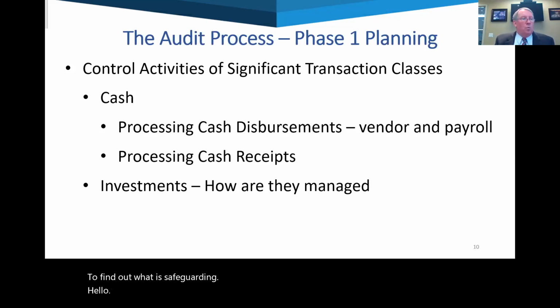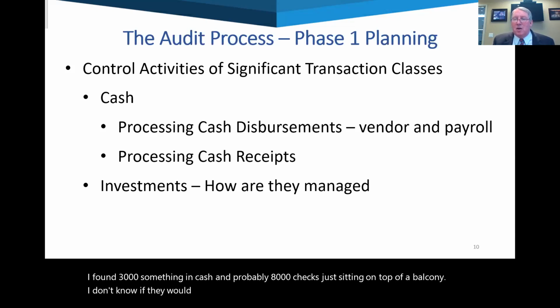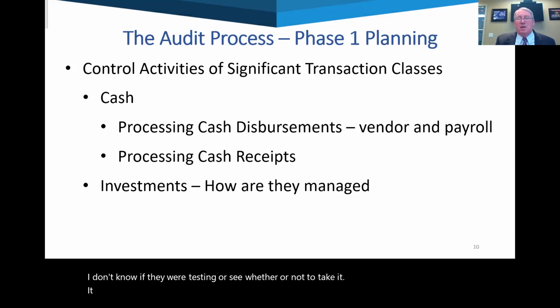I was doing an audit once and we were left in a side office in the treasurer's office at a client. This was 20-something years ago. And I got up, and on top of the file cabinet, I found 3,000 something in cash and probably another 8,000 in checks just sitting on top of a file cabinet. I don't know if they were testing the auditors to see whether or not we'd take it, but it was sitting right there and anybody could have taken that. You'd want to know that as you go through.